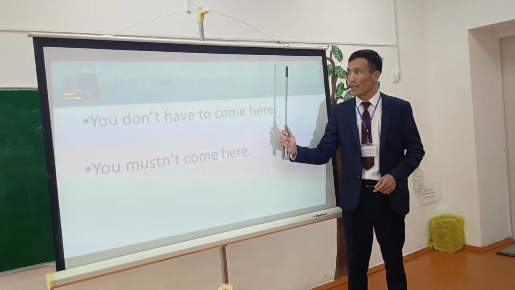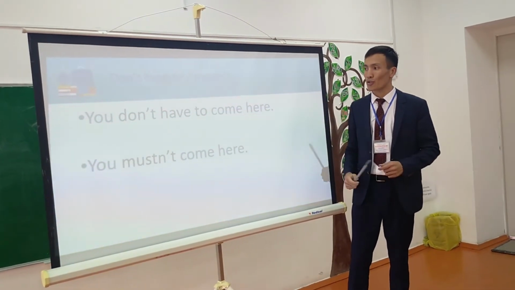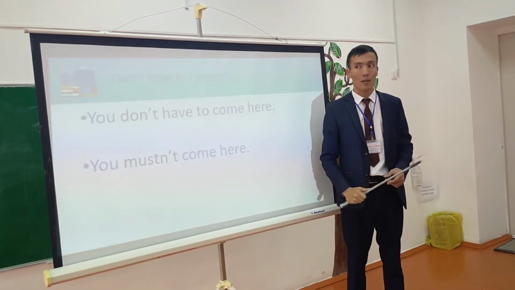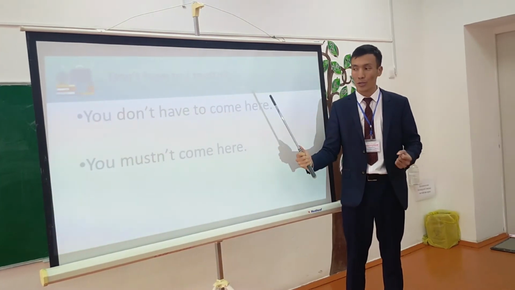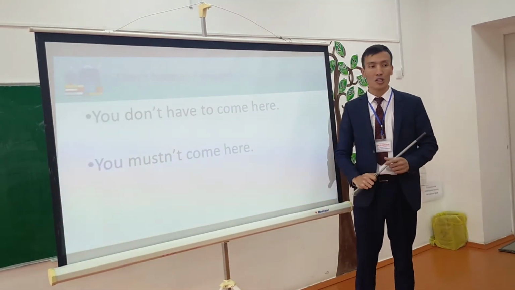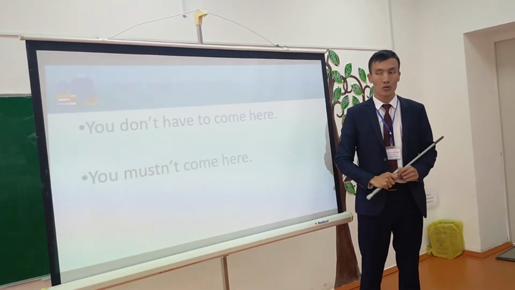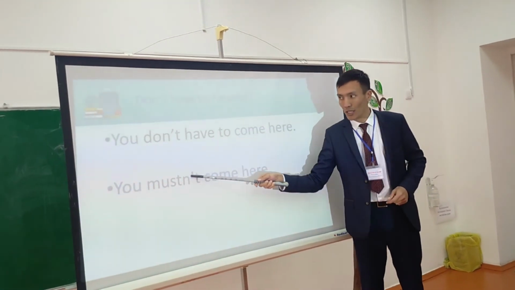Don't have to and mustn't. For example, you don't have to come here. Сен осы жерге келмеуің керек. Бұл жерде келуге де болады, келмеуге де болады, иә? Сол мағынада бұл жерде you mustn't come here. Сен осы жерге келмеуің керек. Бұл жерде нақты келмеу керек, тыйым салып тұр. Рұқсат жоқ, иә? Сол мағынада mustn'ты қолданамыз. Okay, next.